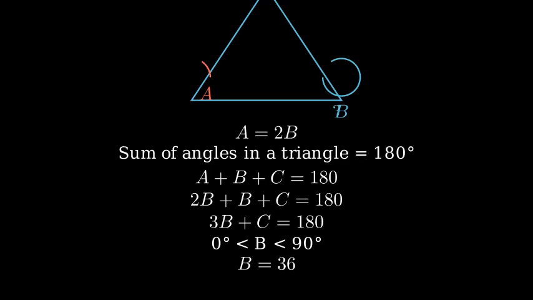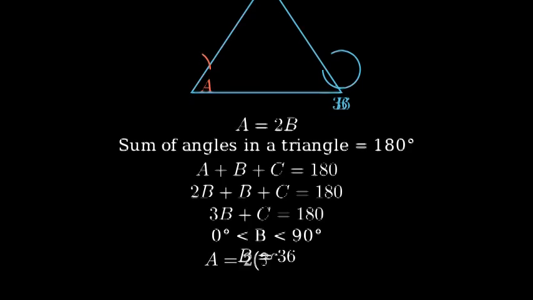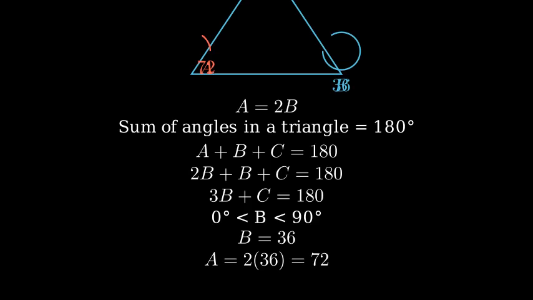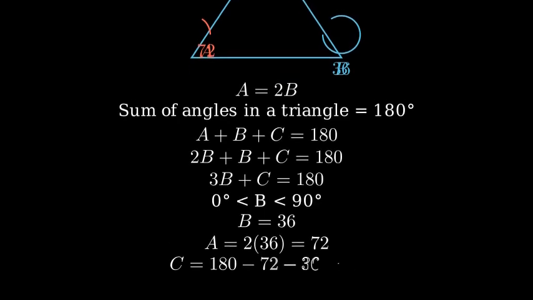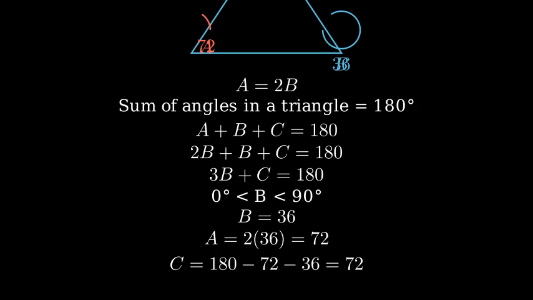Let's solve for angle B. If we substitute different values, we can see that angle B must equal 36 degrees. Since angle A is twice angle B, we can calculate that angle A equals 72 degrees. Finally, we can find angle C by subtracting angle A plus angle B from 180 degrees. This gives us 72 degrees.